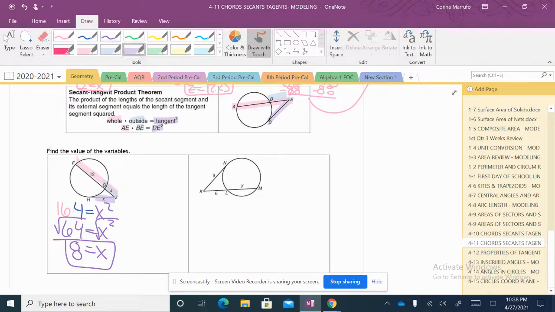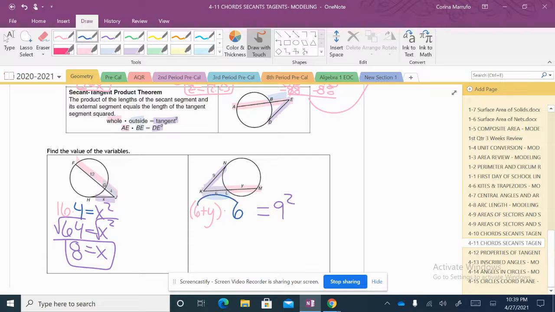So let's try the next one. This time here we have, this part is 9, which is my tangent line. So that one is equal to 9 squared. And for my secant line, we take the whole thing. Now the whole thing, we don't know what y is, so we have to write it as 6 plus y. That would be the whole thing together. Times the outside part. The outside part is the part outside the circle, which is a 6.